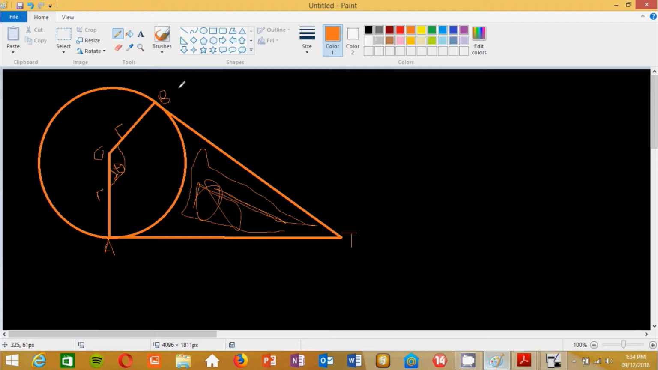And OA is equal to OB because both of them are the radii of the circle. So this is definitely a kite because this is equal to that and this is equal to that. So how do we find the area of the shaded region? Well, the area of the shaded region is the area of the kite minus the area of the sector.